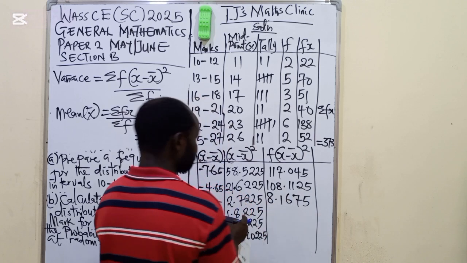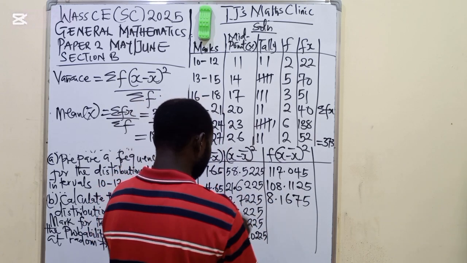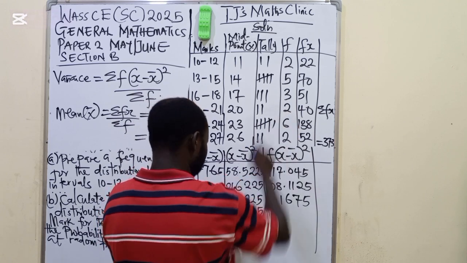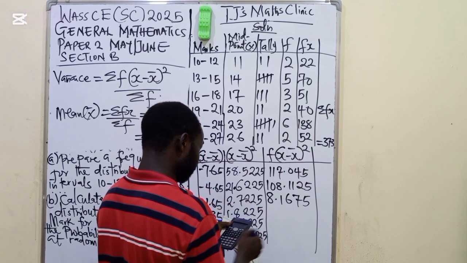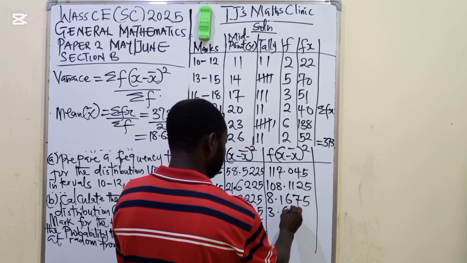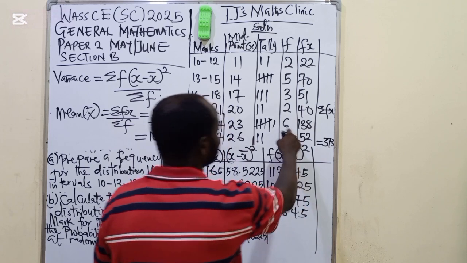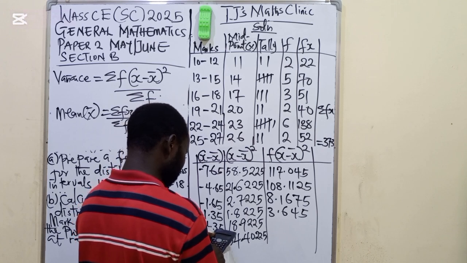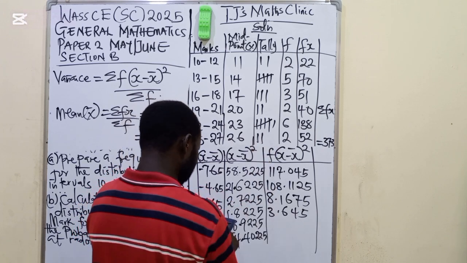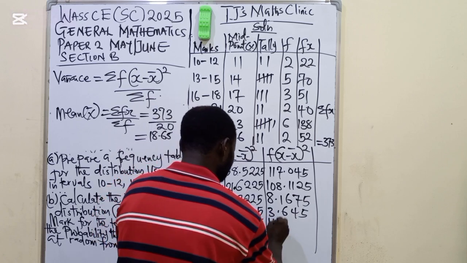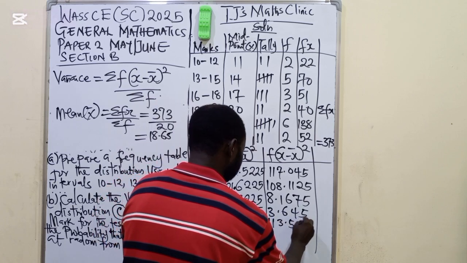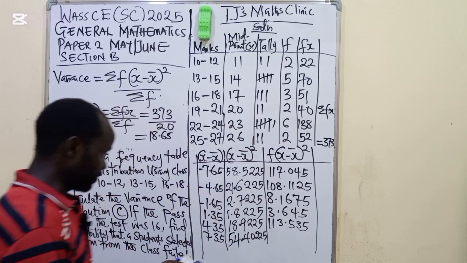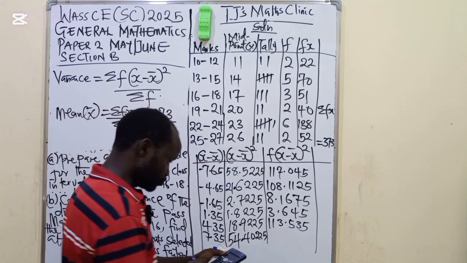8.1675. Next, the frequency is 2. That will be 1.8225 times the frequency 2, we have 3.645. Next frequency is 6. Then we have 18.9225 times the frequency 6. We have 113.535. The last but not the least, the frequency is 2. That will be 54.40225.